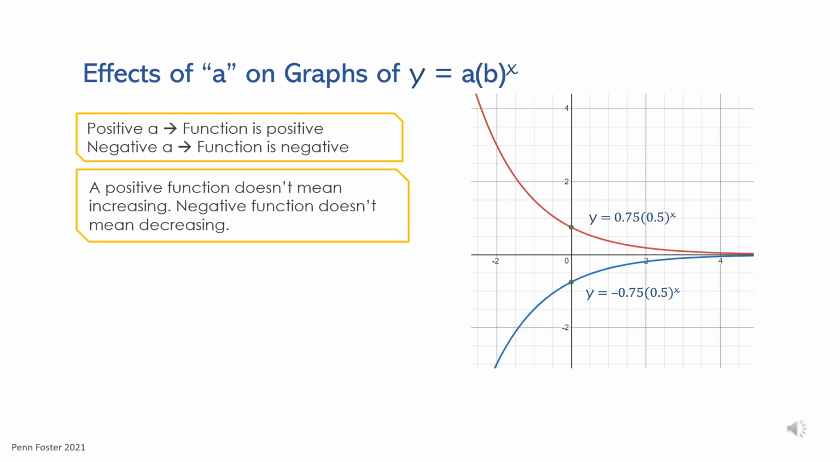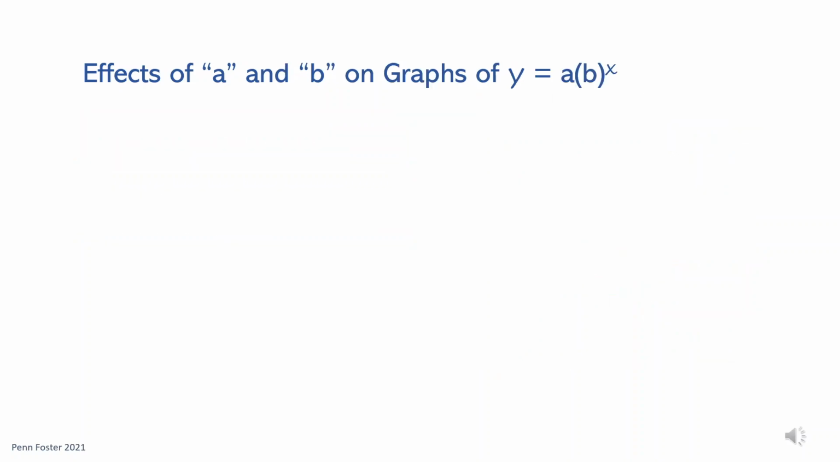Look at the top red function. It's positive but decreasing because as values of x go from left to right, or from small to large, the y values decrease. Therefore, the top graph belongs to a positive decreasing function. For the blue function, it's negative and increasing. Again, notice how the values of y increase as values of x increase. Together, a and b dictate whether a function increases or decreases.